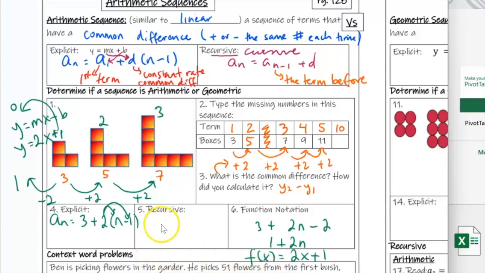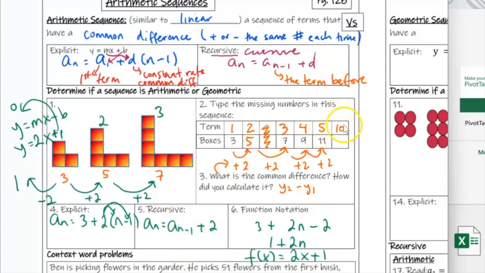Let's take a look at recursive. So looking at my recursive one right here, we're going to write a sub n is equal to the one before plus my common difference. So it's the one before, which is a sub n minus 1. My common difference is 2, so it's just plus 2. And what that means is we can find any term given the one before it.